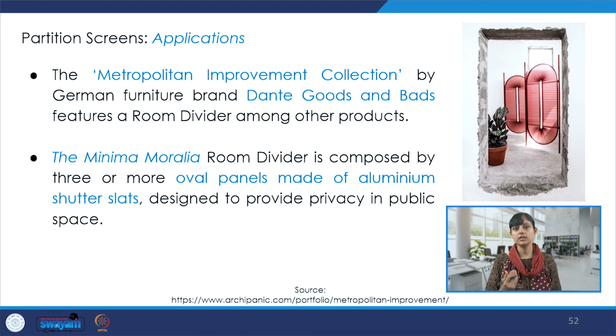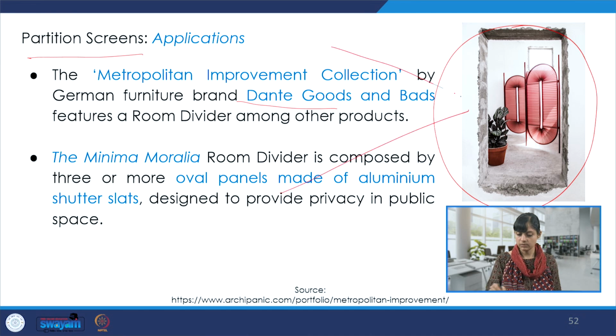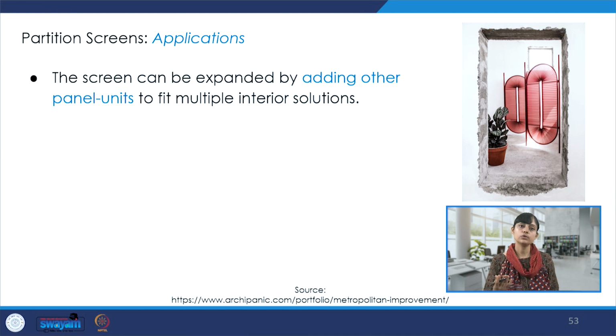In terms of applications, we see a lot of use of partition screens. The Metropolitan Improvement Collection by the German furniture brand Dante Goods and Bads features a room divider among other products, and it is a very popular and nicely designed application. Then there is the Minima Moralia room divider, where we see oval panels made of aluminum shutter slats. Those are some good examples. Also, we can expand or contract the screen depending on how we design it and how we add or subtract panel units, and then it can provide multiple solutions for an interior space.